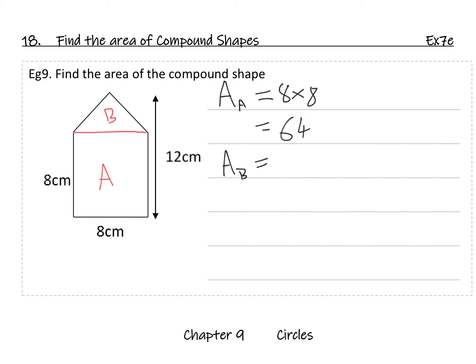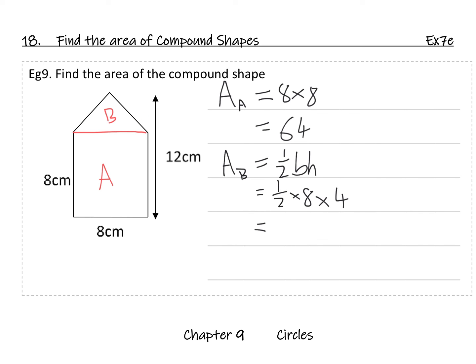Now, how do I find the area of B? It's a triangle, so it will be a half times the base times the height. The base of that triangle will be the same as this bottom, so it's going to be 8. And the height of the triangle, well, it looks like we don't know what it is, but we know the whole way from top to bottom is 12, and from the bottom up to here is 8. So 12 take away 8 leaves us with 4 centimeters for the height.